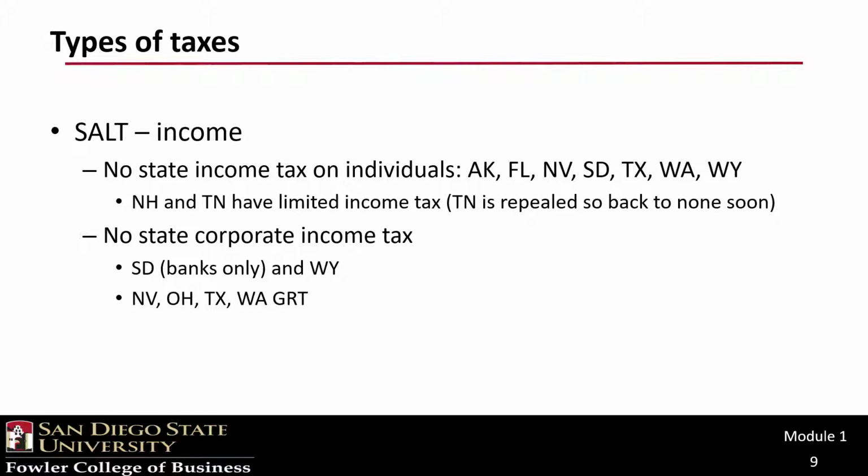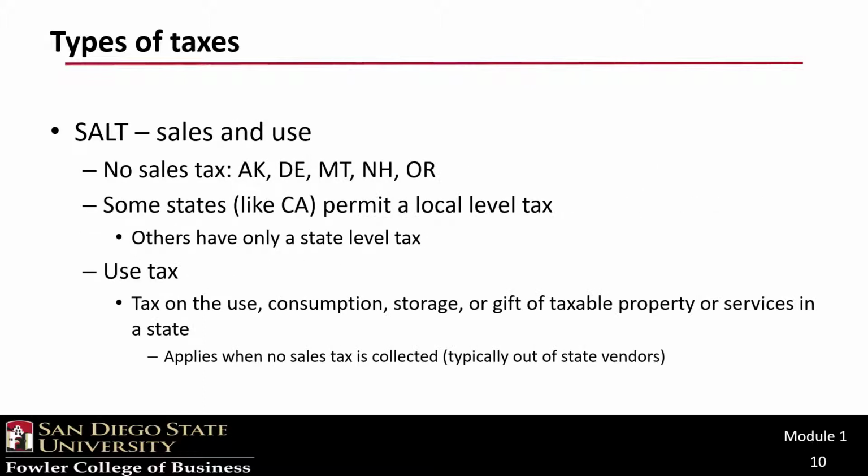There are other states that have no corporate income tax. So South Dakota has a corporate income tax on banks only. Wyoming has no income tax at all. And Nevada, Ohio, Texas, and Washington have a gross receipts tax. So it's not an income tax, but it is similar.